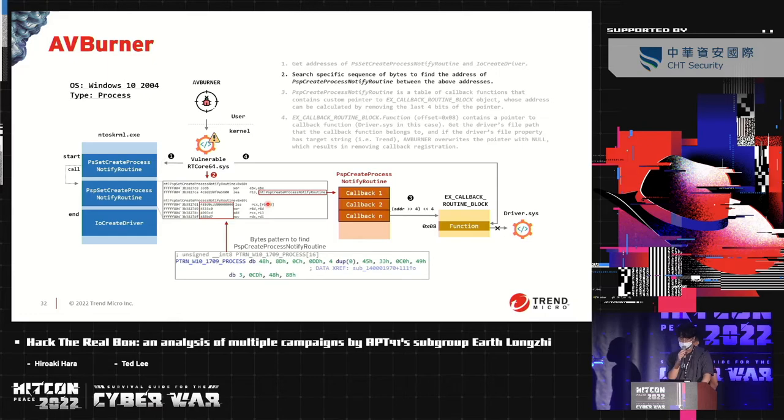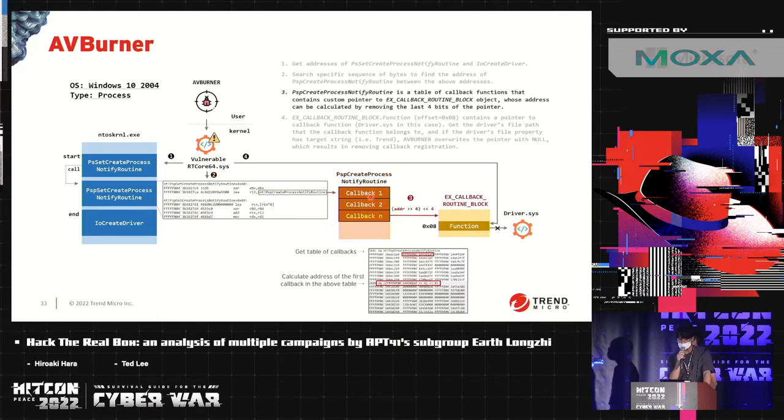So we can get the address of these important structures. Now it has the important address. And then PspCreateProcessNotifyRoutine, this one, is a table of callback functions that contains some custom pointers to another structure, the EX_CALLBACK_ROUTINE_BLOCK object, whose address can be calculated by removing the last four bits of the pointer. So just do the math, and we can get the address of the target callback.